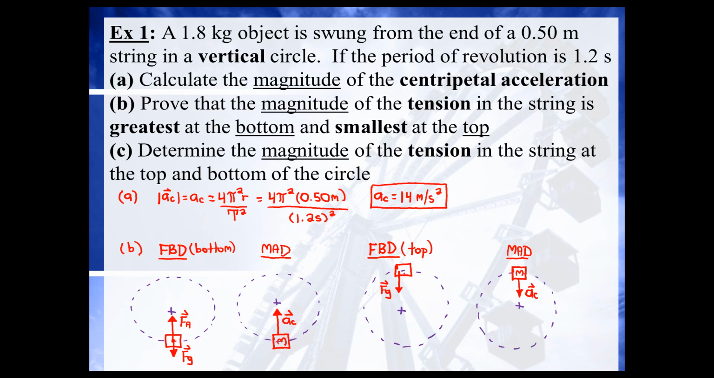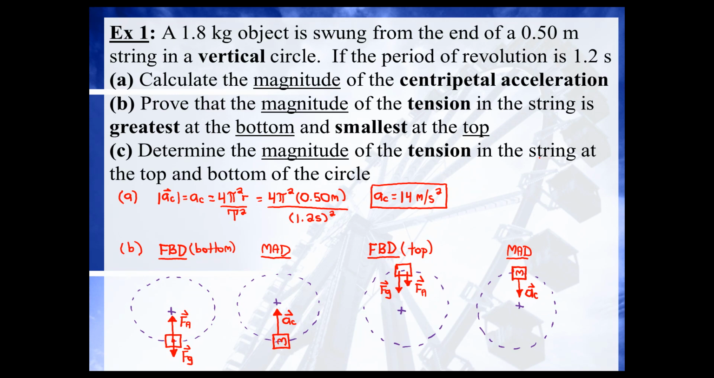And this time around, if you were that rubber stopper or that object, you'd feel the tug of the string pulling you towards the center. So your applied force in this scenario would also be downward. Okay, now the question wants us to prove, this means mathematically, that the magnitude of the tension in the string is greatest at the bottom and smallest at the top.